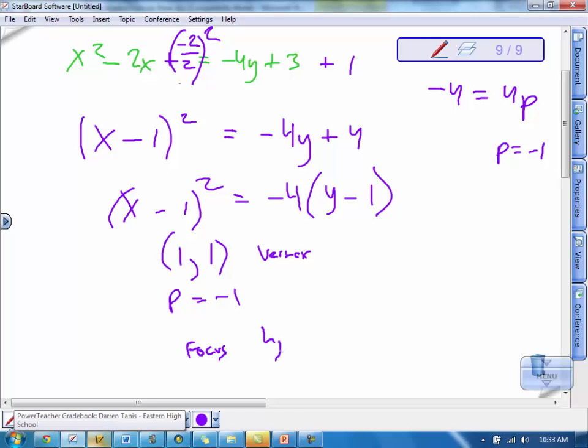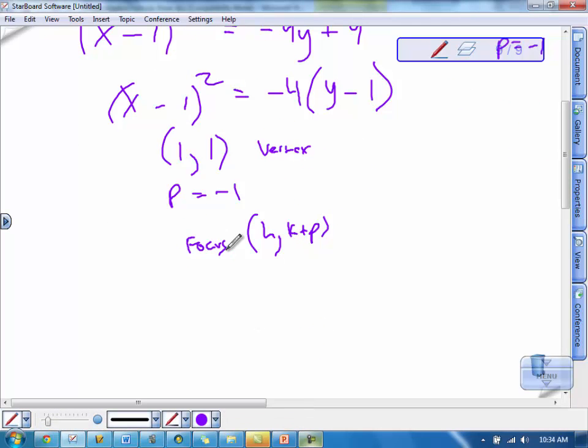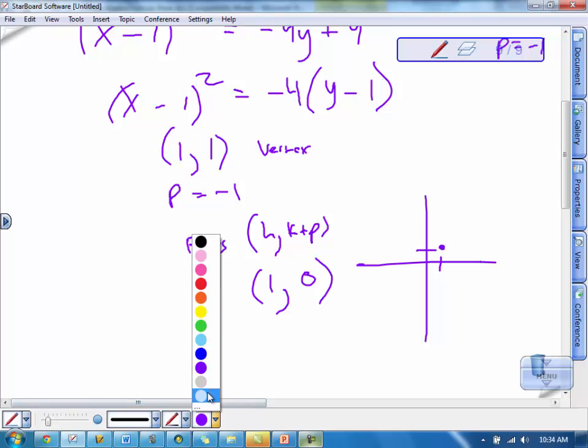Focus is at (h, k plus p). So h is 1. k is 1 as well. So it's 1 plus negative 1, which is 0. So my focus is at (1, 0). Now my vertex is at (1, 1), right here. My focus is at (1, 0), which is right here.